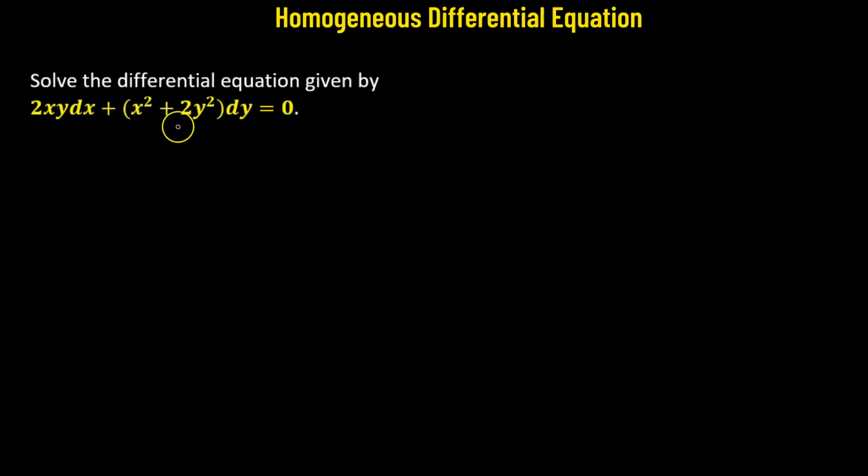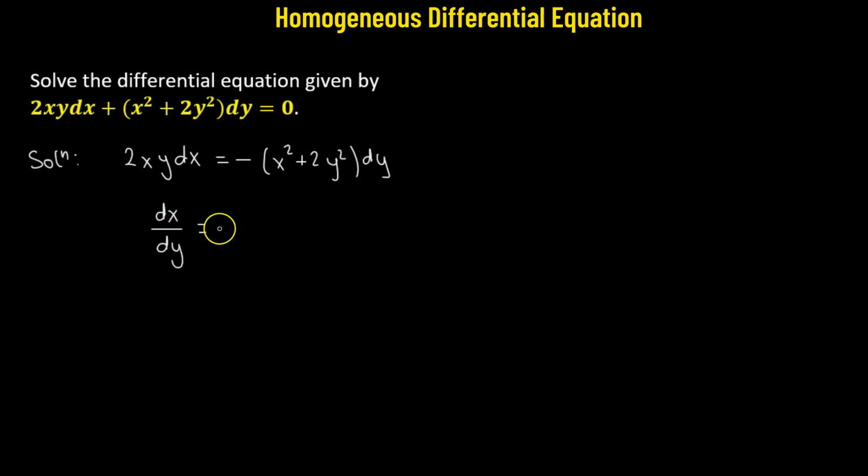Let's solve the following differential equation. We begin by rewriting the equation as 2xy dx equals negative (x squared plus 2y squared) dy, or dx over dy equals negative (x squared plus 2y squared) divided by 2xy.